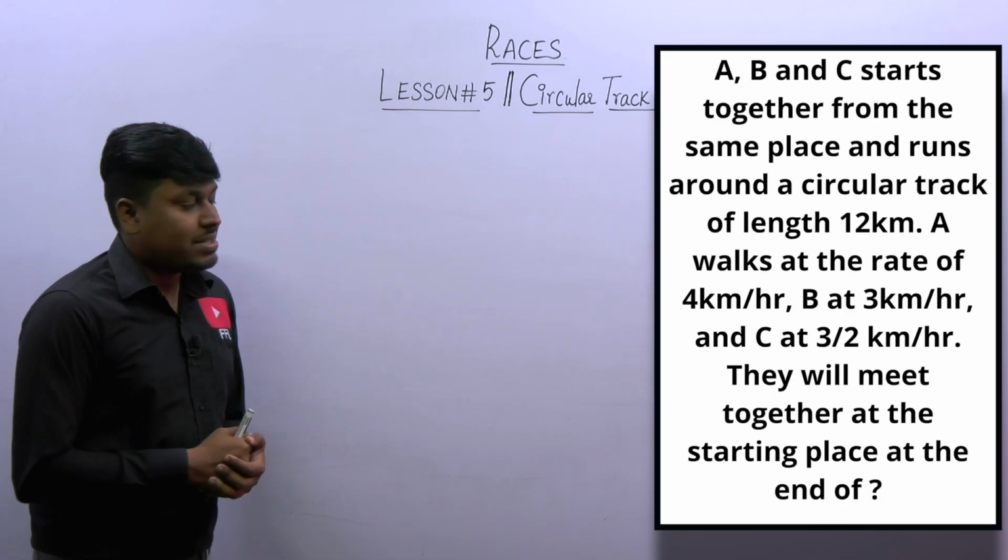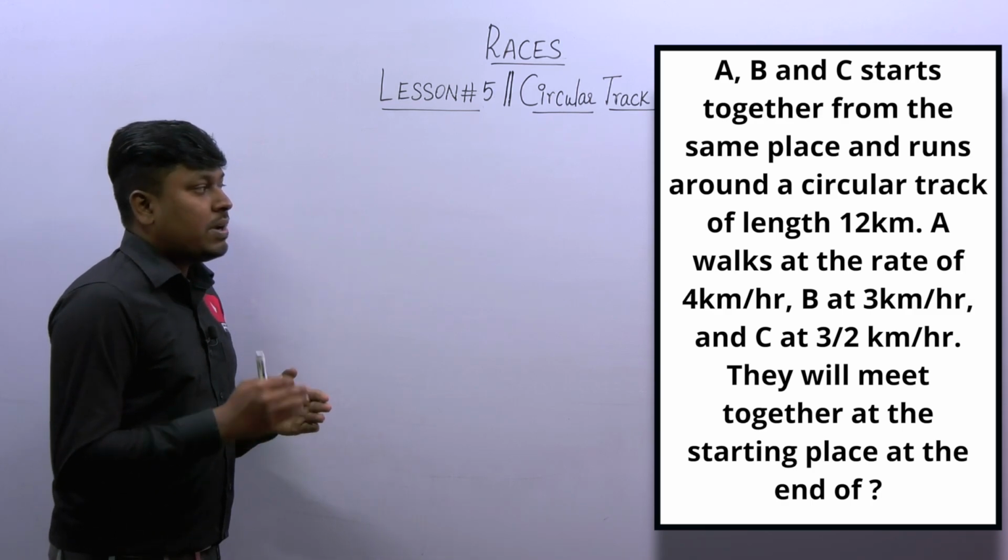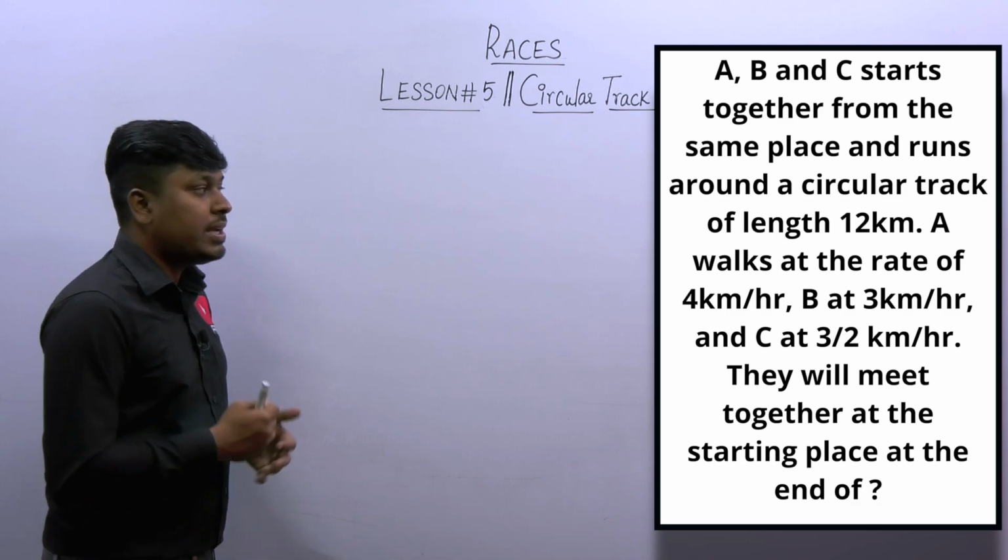So the last, third question. A, B and C start together from the same place to run around a circular path of length 12 kilometers.